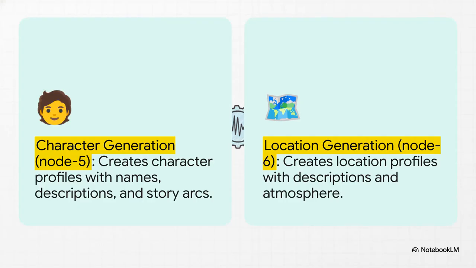And this is where the system gets really, really smart and efficient. Instead of creating characters and then creating locations one after the other, the pipeline does both at the exact same time. So while one part of the system is dreaming up characters with rich backstories and motivations, another part is simultaneously designing the very world they're going to live in. This parallel approach is a massive time saver.